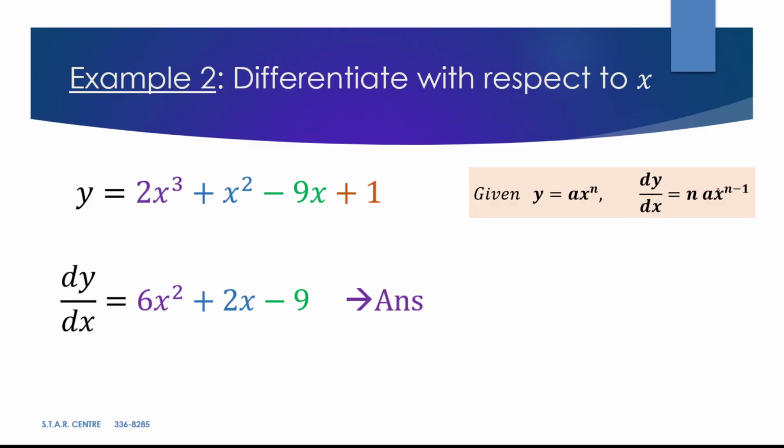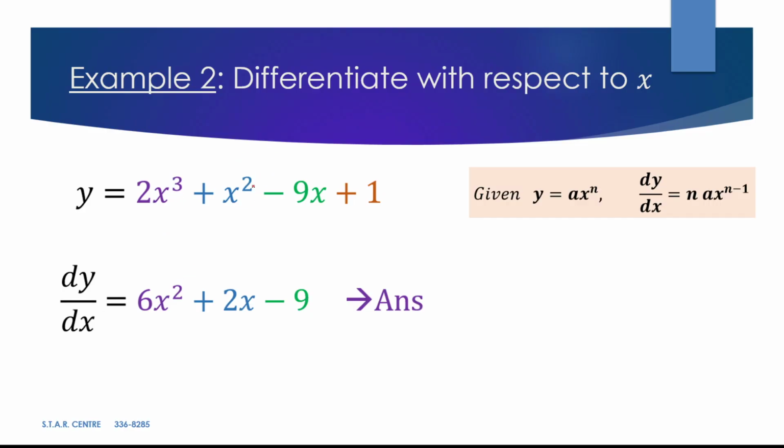To differentiate, I'm bringing the power to the front, so the n comes to the front and it's multiplied by the a, and then we subtract 1 from the power. We are doing that for each term individually. So looking at the 2x cubed, the 3 comes to the front and is multiplied by the 2, so we get 3 multiplied by 2, which is 6, and then we subtract 1 from the power. 3 minus 1 is 2.